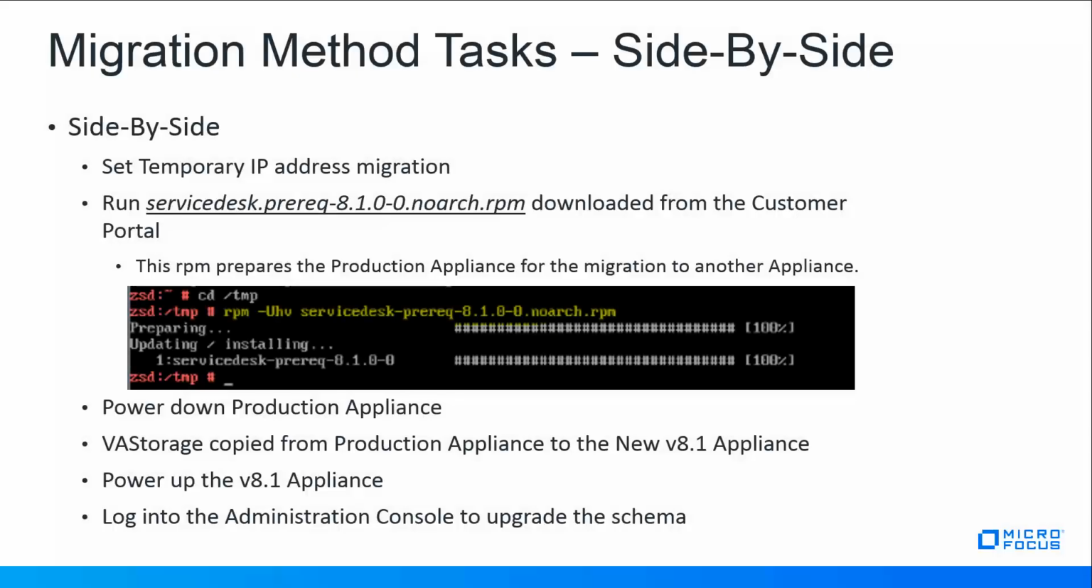Migration method tasks, side-by-side. So this is for a side-by-side migration where you're propping up another server. First thing you need to have, set aside a temporary IP address for that second server. Make sure it's on the same subnet.